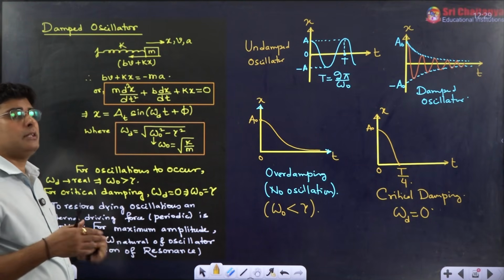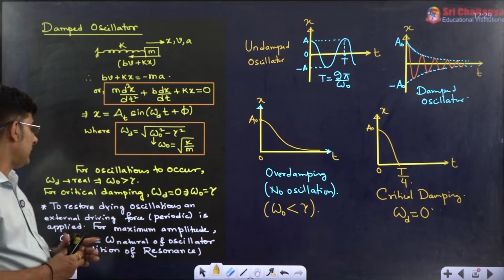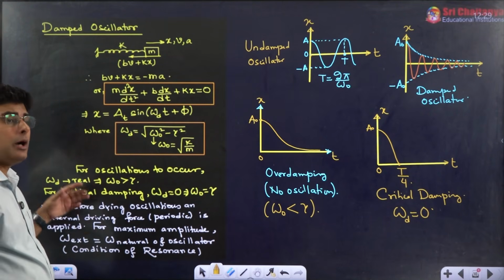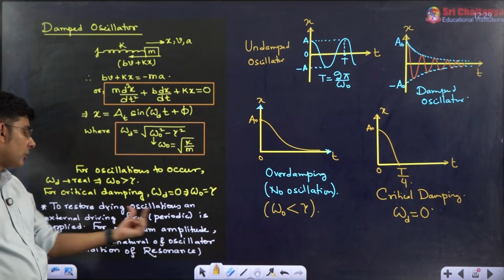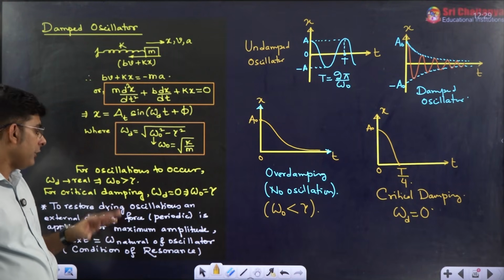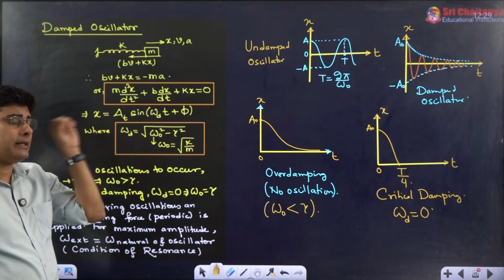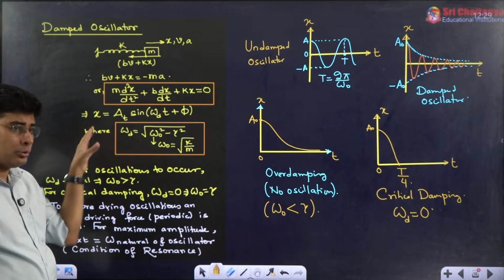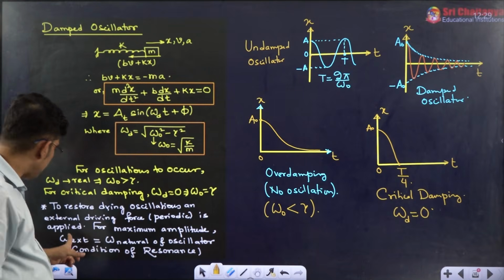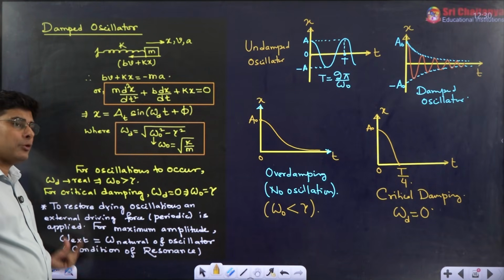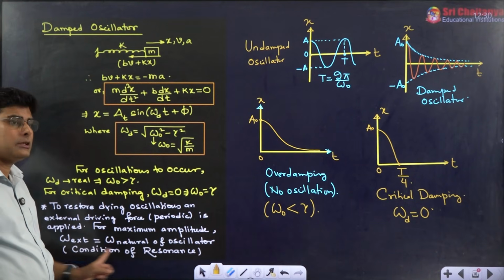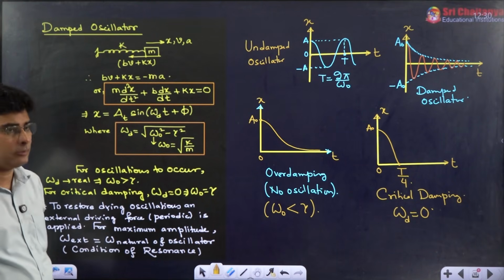Now suppose the oscillations are fading away or dying because of loss of energy due to viscous force. To restore these oscillations, we need to apply an external driving force which should also be periodic. If we apply that periodic force, and we want maximum transfer of energy by the driving force to the oscillator, then maximum transfer of energy or maximum amplitude will be when the external driving force frequency equals the natural frequency of the oscillator. This condition of frequency matching is called resonance.